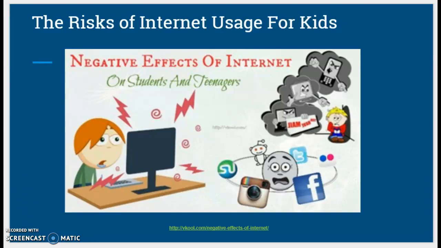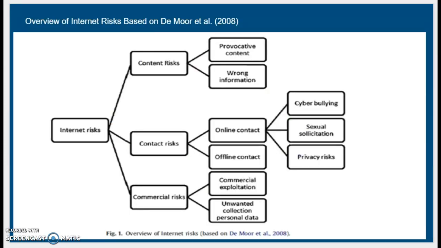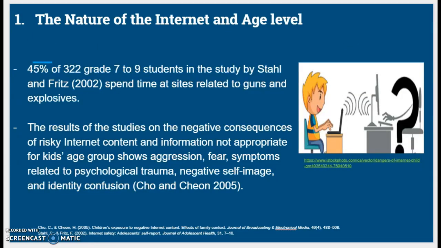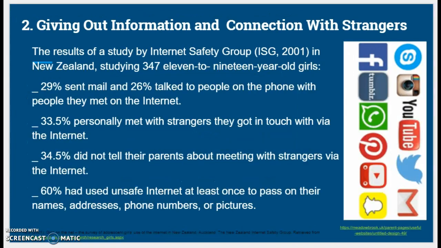The second section of my presentation is about the harm of internet usage for kids. Here, there's a chart showing three different types: content, contact, and commercial risks. In this study, the scholars have five different groups of internet threats to young people. The first one is the nature of the information and the age level. Sometimes they are getting information that is not appropriate for their age, and that causes aggression, fear, symptoms of psychological trauma, or negative self-image, and it's all because of the information they get.